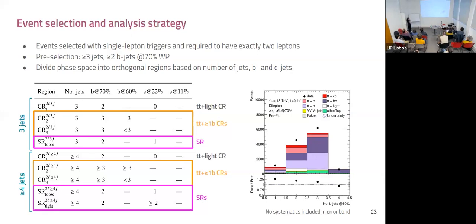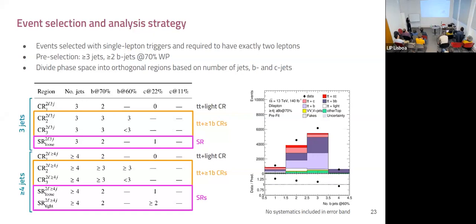The analysis strategy then follows like this. We select events with single lepton triggers. And of course, we require exactly 2 leptons because this is a dilepton channel. And then we apply a preselection that requires at least 3 jets, at least 2 B jets with a 70% working point of the algorithm that I mentioned in the previous slide.